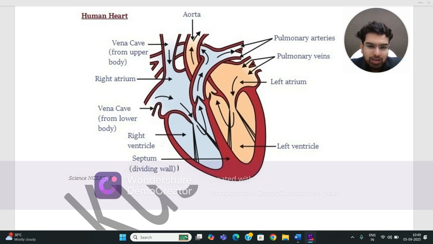Apart from that, you can also see that there is a division here. This particular division is called the septum. This is a dividing wall which divides these two parts: right atrium and right ventricle on one side, left atrium and left ventricle on the other side. So this is all about the human heart, which is a very important part of your body.